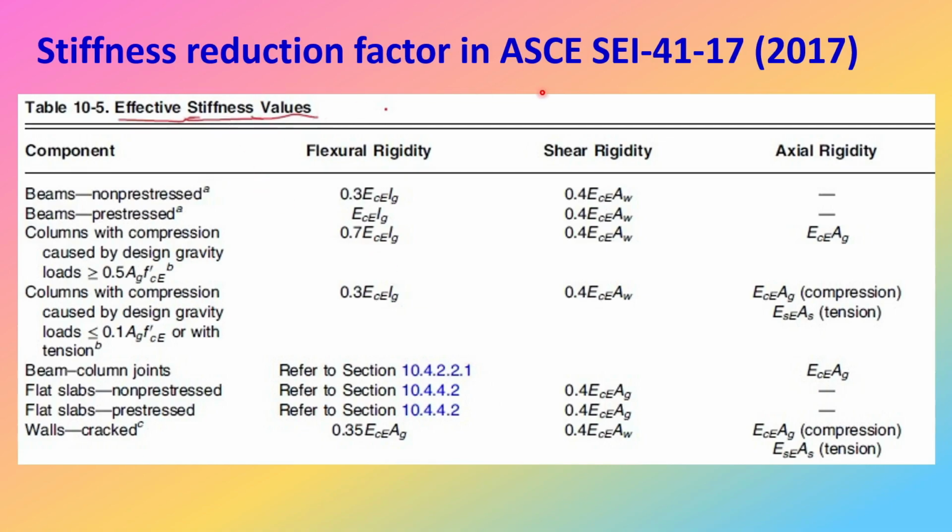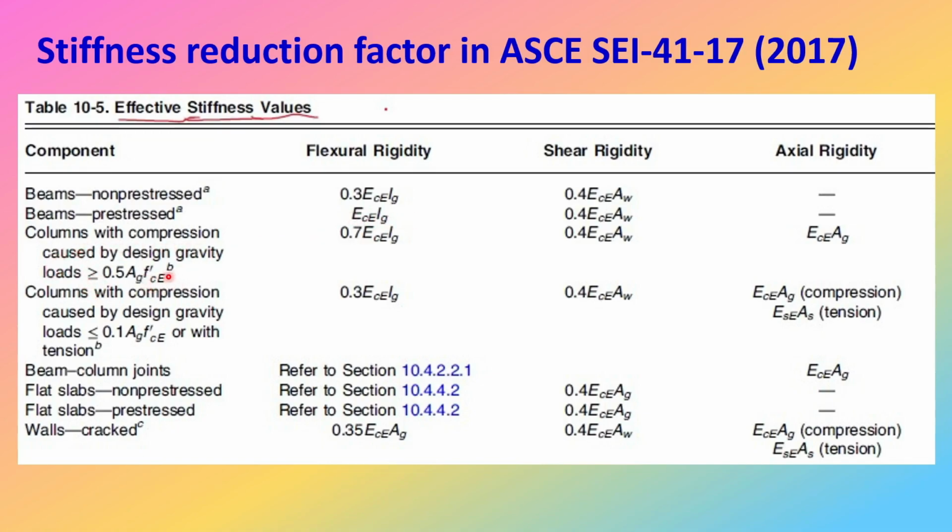Now we are taking the ACI 318-17, which was published in 2017. Beams non-prestressed 0.3 ECIG. It is less than what was in the previous case of FEMA 356. It is less because it has been updated. FEMA 356 was in 2000 and this is 17 years newer, so this reduction is there based on experience. Beams when prestressed, it is fully under compression, no tension, so no reduction, ECIG.